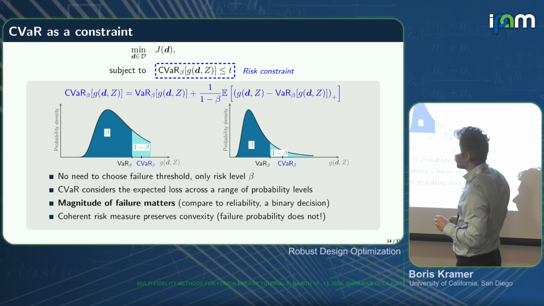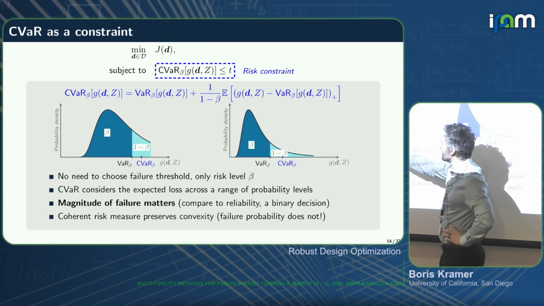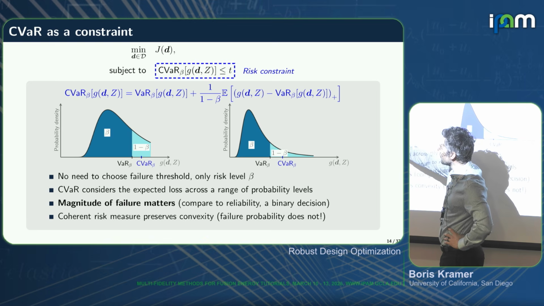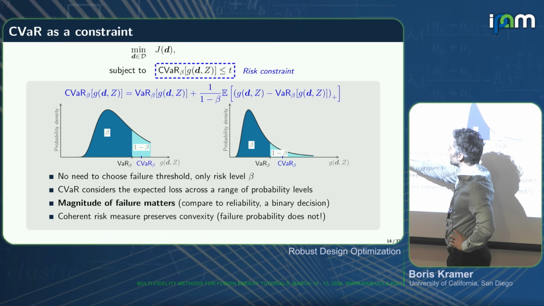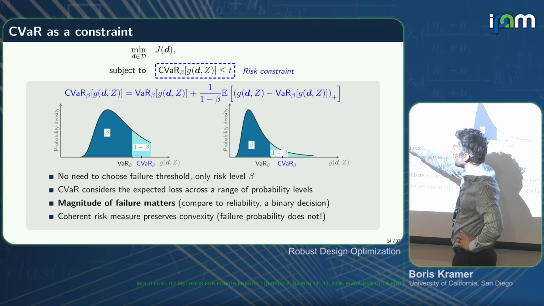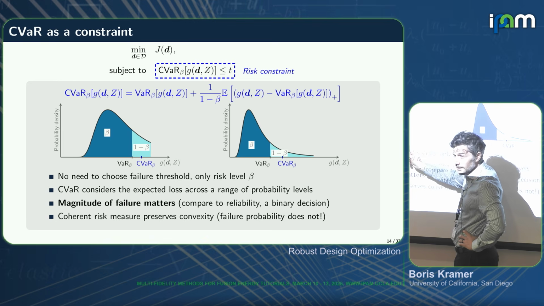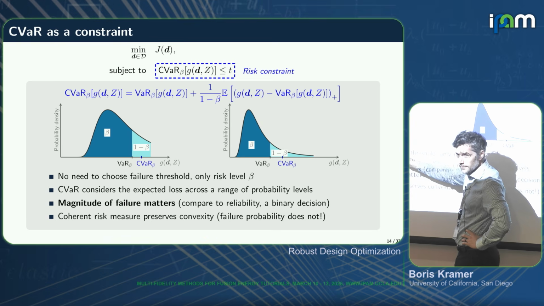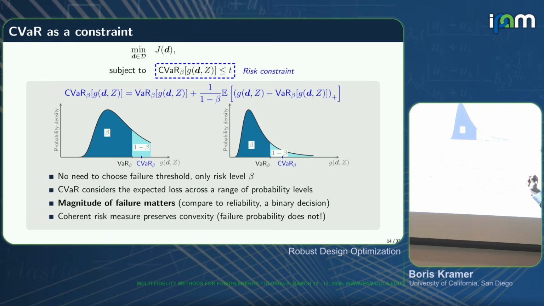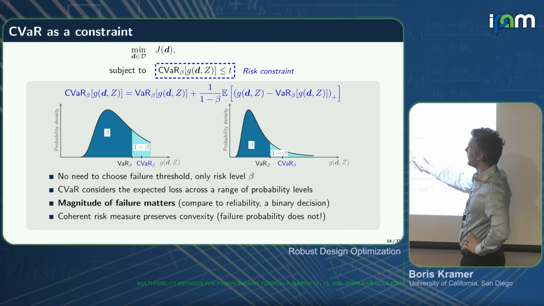You can have two different scenarios where you have a value at risk and then your conditional value at risk. You choose the level beta. So you could have, for example, an output quantity that has a short tail, where CVaR and VaR are close to each other. It's indicative of a short tail. But you can also have a longer tail, where CVaR is a little bit more to the right.